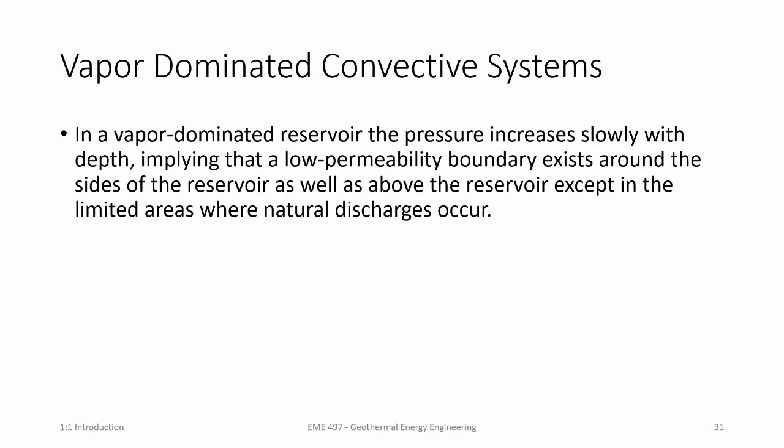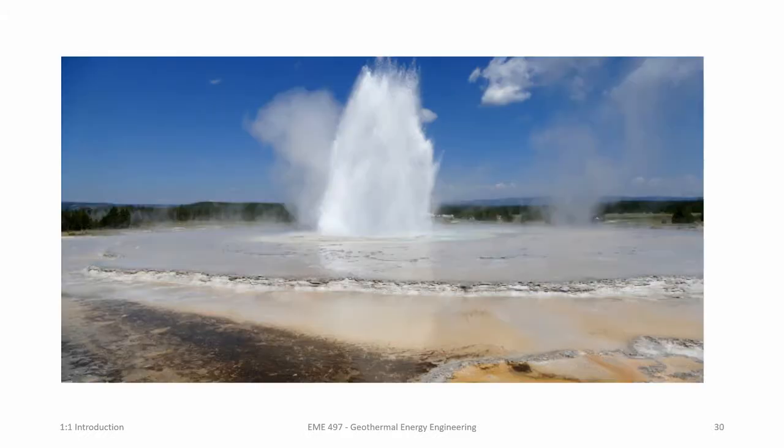In a vapor-dominated reservoir, the pressure increases slowly with depth, implying that there's a low permeability boundary, which means it's a pretty sealed system on the sides, bottom, and top. There's going to be low permeability, which is not going to let water or gas escape, and that's what keeps the high pressure and steam and this fluid flow working. Of course, it's not going to be completely sealed. A geyser like this would be a natural discharge of a vapor-dominated system.